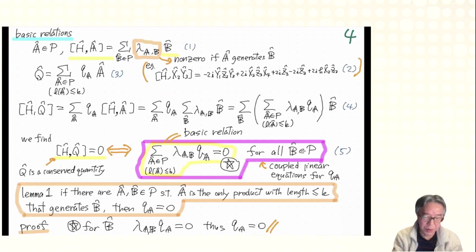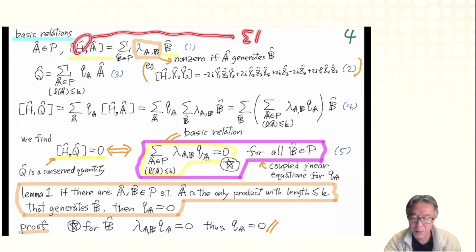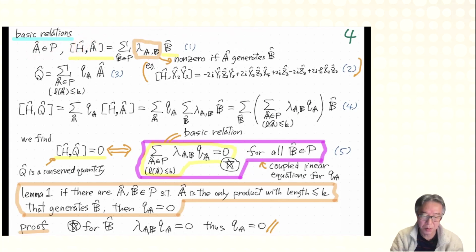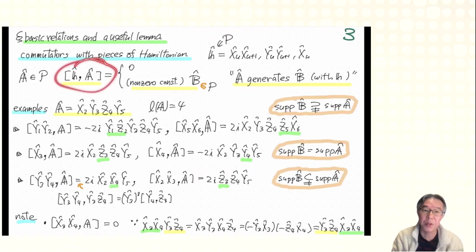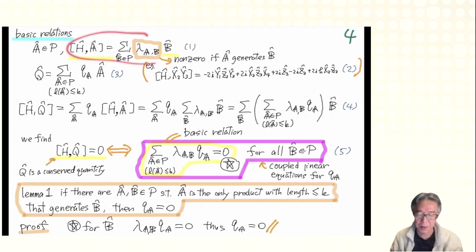Now, what we want to consider is the commutation relation between the Hamiltonian and a product A. But now we almost know this because this H is simply the sum of these pieces of Hamiltonians. So what you want to do is simply sum up this commutation relation. Sometimes you get B with this, but most of them are 0. So what you get is this. Okay. And so this is expanded in terms of B, and here this coefficient is non-zero when A generates B. Okay. So this is an example.